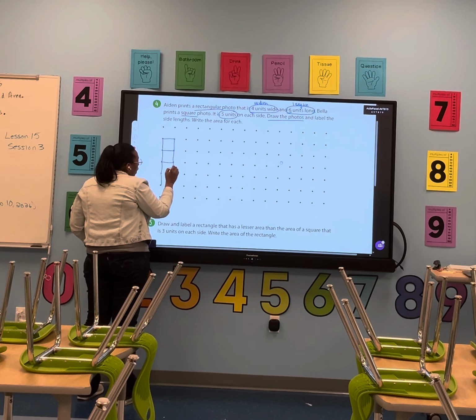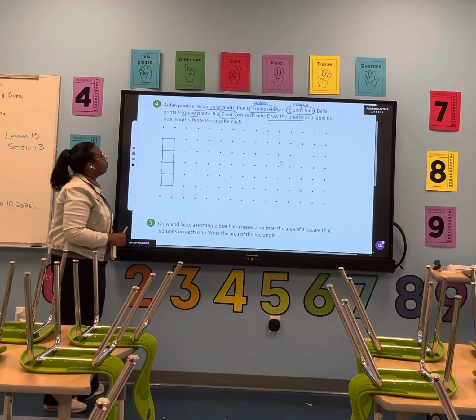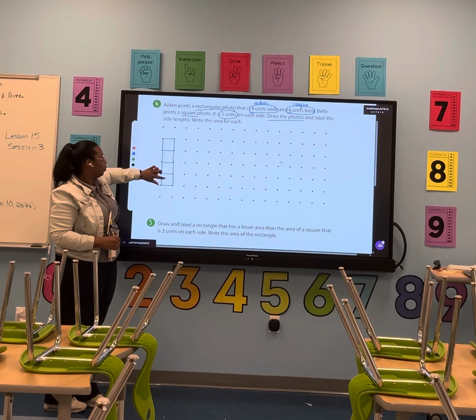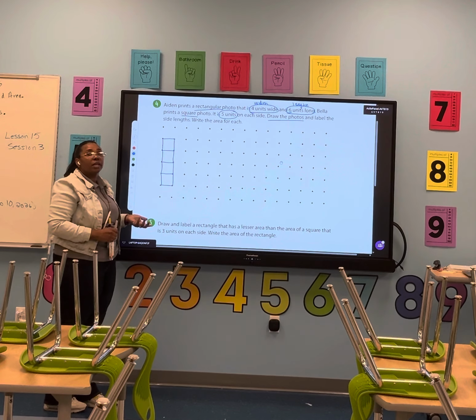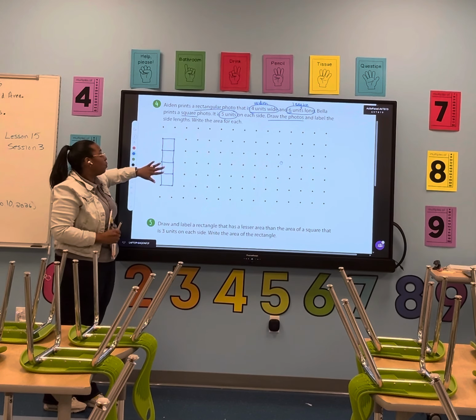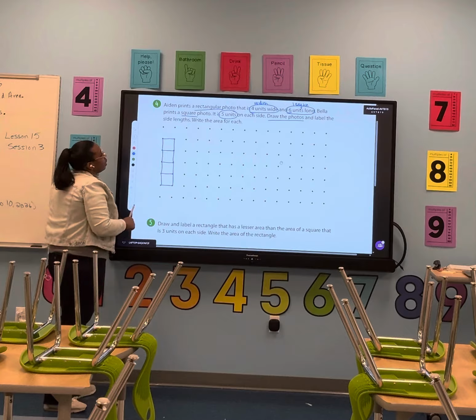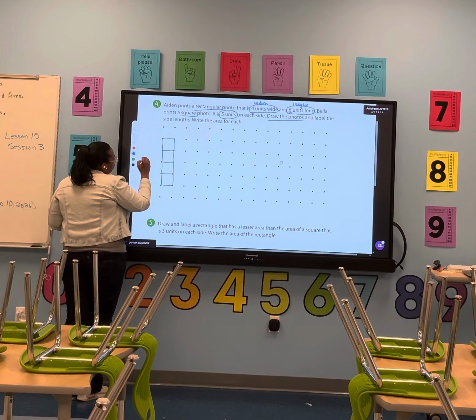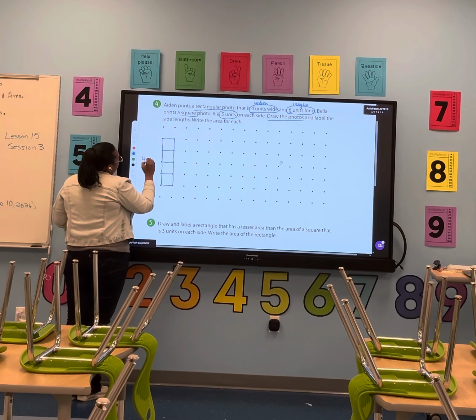so we can do squares. You see how that looks? So this is how I know it's 4 units. 1, 2, 3, 4. So remember, we can think of a rectangle as an array. I would have 4 squares. So I'm going to go ahead and label this as 4 units.